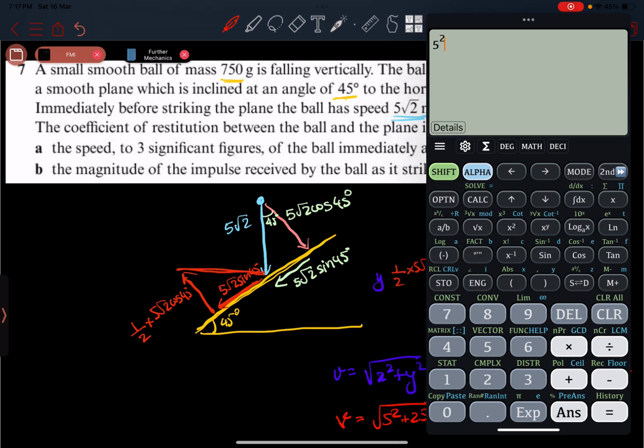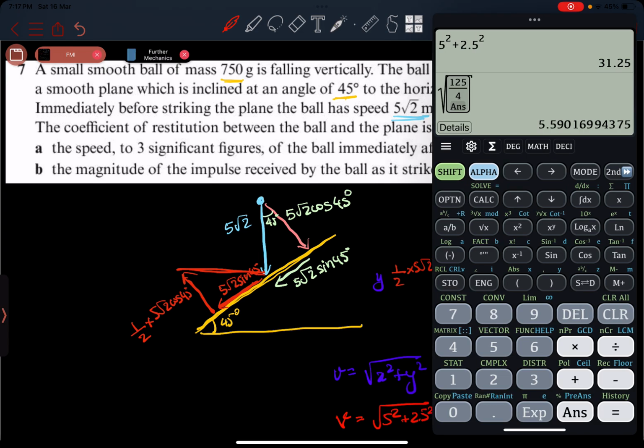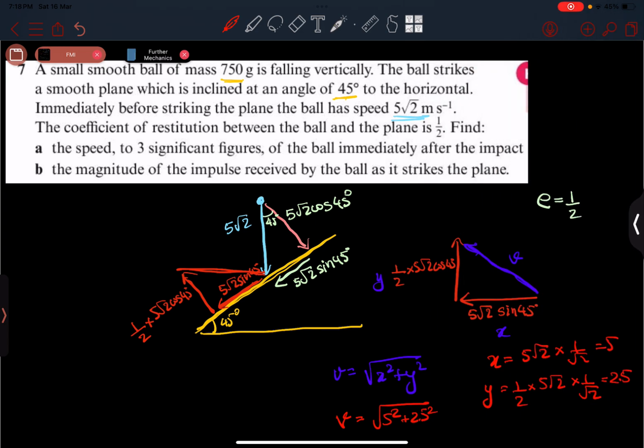So that should give us 5 squared plus 2.5 squared. And then if I square root my answer, that should give me 5.59. So the velocity, or the speed after collision, would be 5.59 meters per second up to 3 significant figures.